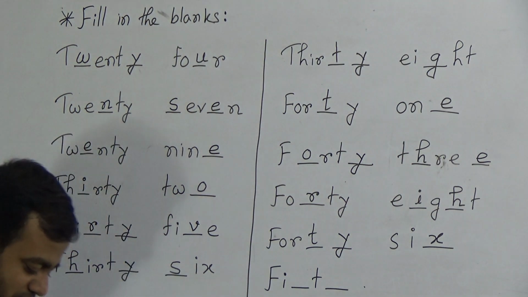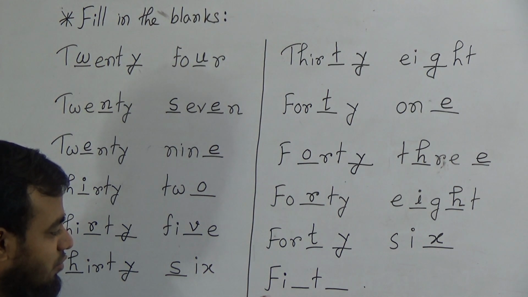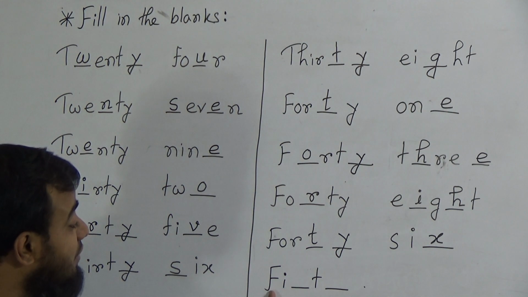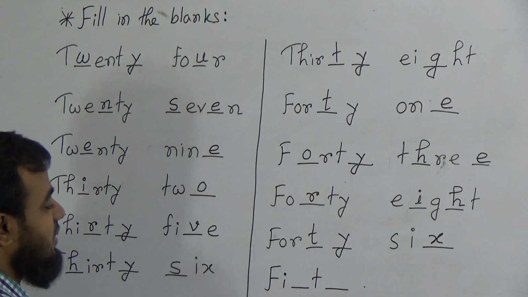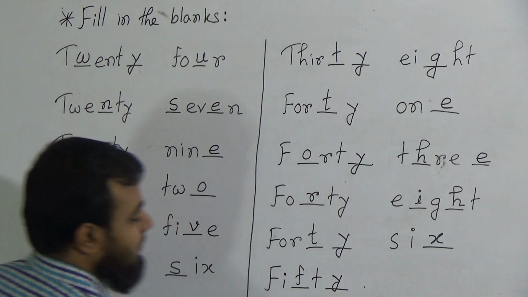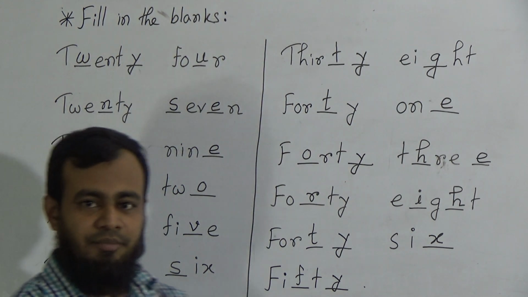Okay. Now the last one, my dear student, it starts with F, but it can't be 40 because it's F then I. So we'll go to the next step, F-I-F-T-Y, 50. That means it can be 50, dear students. F-I-F-T-Y, 50. Okay. So I think you have understood how to fill up the blanks, my dear students.